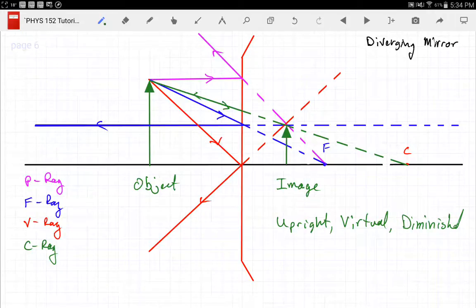Upright because the arrow is going the same direction as the object arrow was. Virtual because it's the extrapolated rays, not the actual rays. And diminished because it's smaller in size. For a diverging mirror, you will always have the image formed is an upright virtual image that is diminished, that is between the mirror and the focal point. So that concludes this tutorial on diverging mirrors.